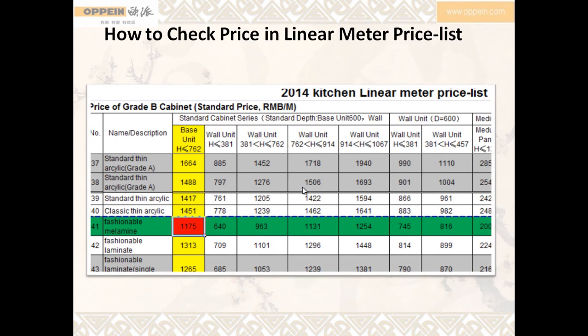Material of carcass is particle board, that is Class B. We check the price table of Class B and find the column of 762. And find the line with fashionable melamine here. So with the column and with the line, we can find the price, which is 1,175.